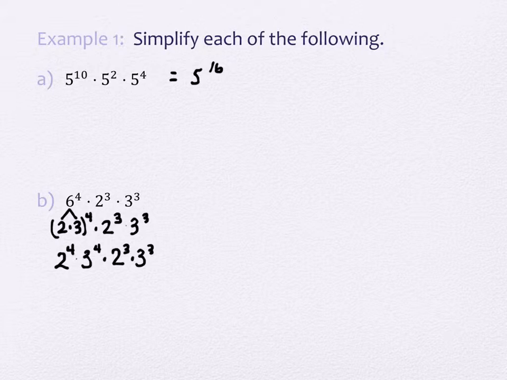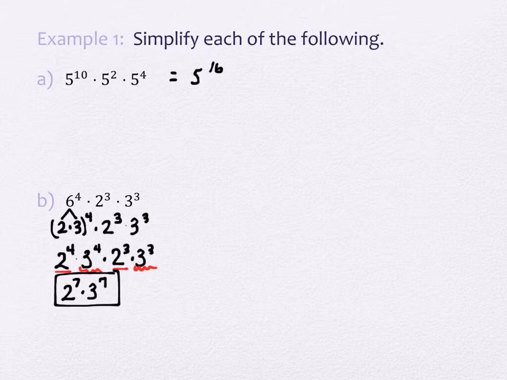What could I do next? Yeah, I can combine the ones that have the same base. So these are both 2s, so this is 2 to the 7th. And these are both 3s, so this is 3 to the 7th. So this is one way to express the answer. And when we get into chapter 4, yeah, it is chapter 4, where we do some things with factorization, this is exactly what we would be looking for. Okay, we would look for the 6 to be broken down into its prime factors.